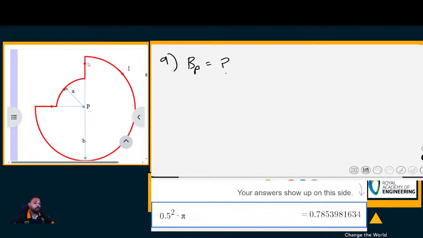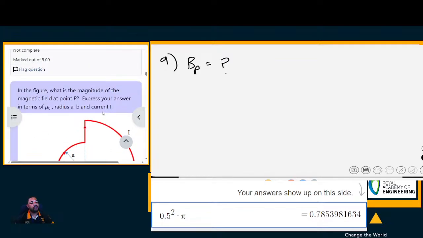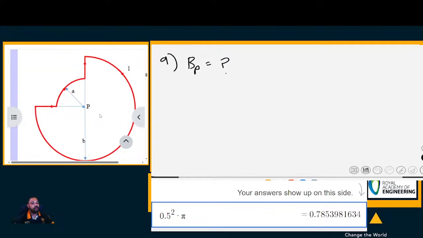The bigger circle has a radius of b, while the smaller circle has a radius of a. So the bigger circle has radius b, the smaller circle has a radius a, and the smaller circle is 1/4 of that circle, while the bigger circle is 3/4 of the circle.